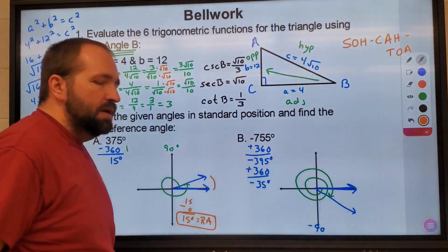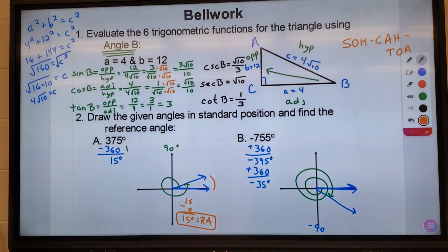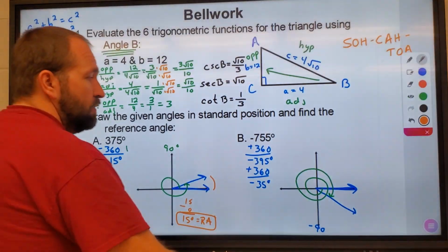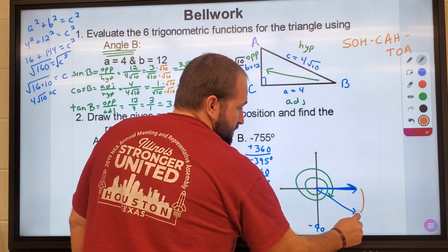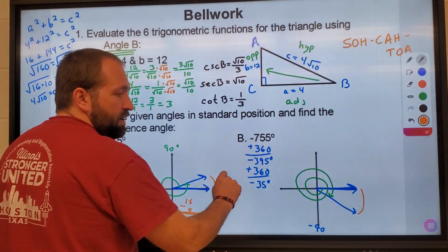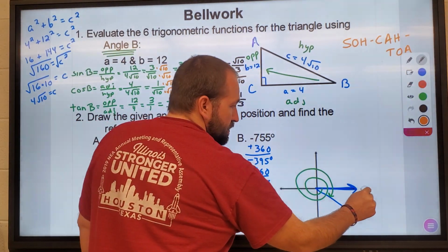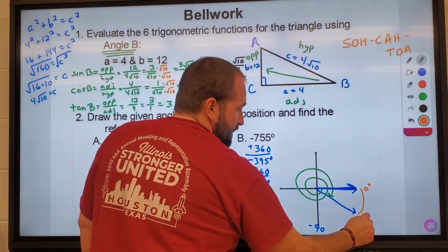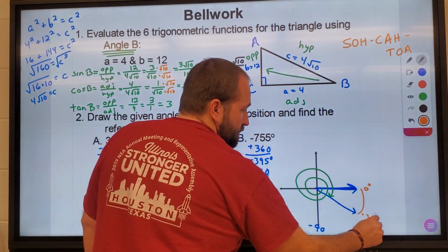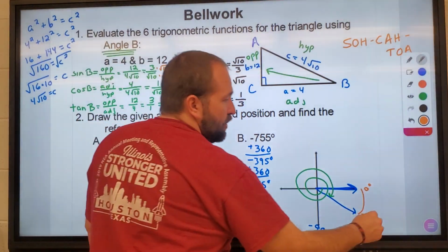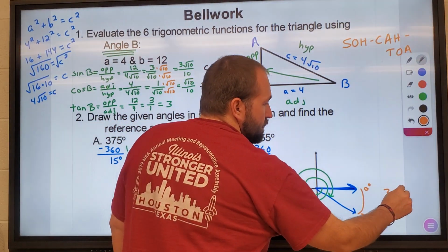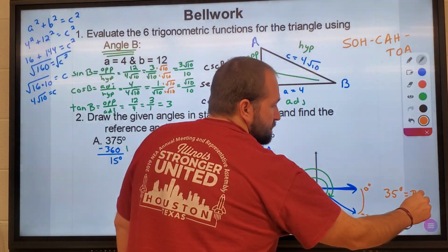Okay. And the final aspect here is, again, finding the reference angle. It's finding out how many degrees is between the terminal side that we just drew and the positive x-axis because it's the closest x-axis. Okay, so from here to here is a lot closer than from here to there. So we're going to find this measurement. So if I go from 0 degrees to negative 35 degrees, okay, I can see that that is 35 degrees for my reference angle.